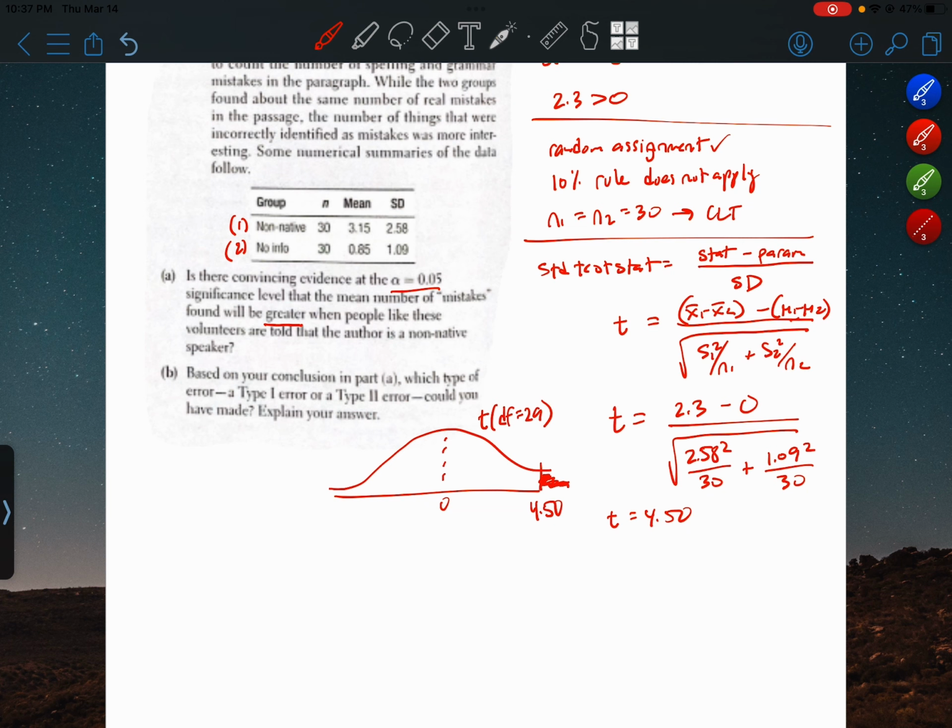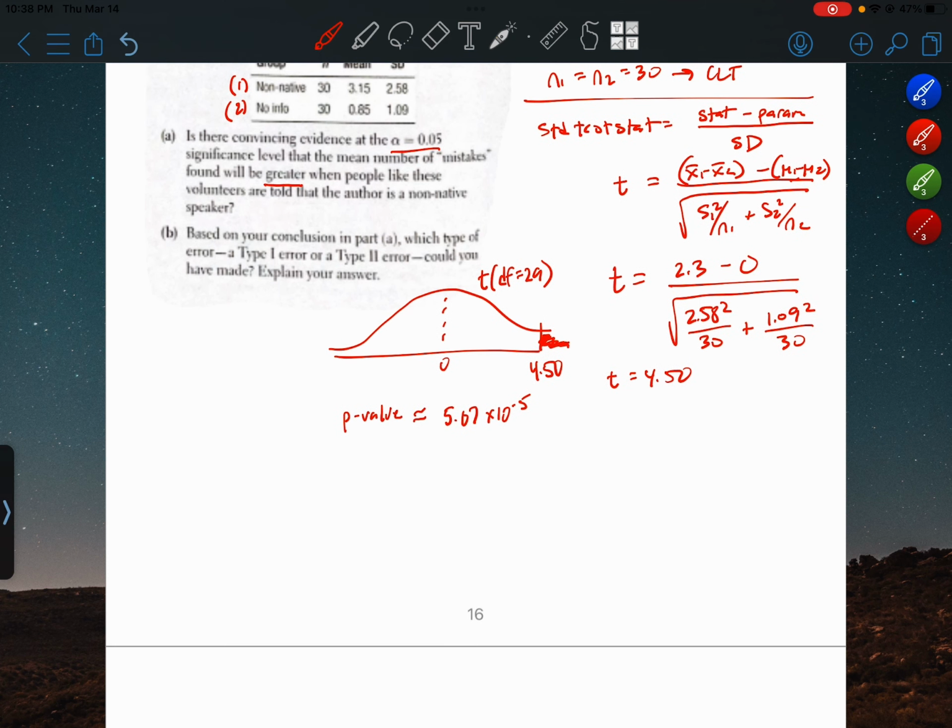I'm going to use tcdf on my calculator to figure out that area. I basically used 4.5 as the lower bound, 999 as the upper bound, and 29 as degrees of freedom. And I got 5.07 times 10 to the negative fifth power. That's the p-value. In other words, it's approximately 0.